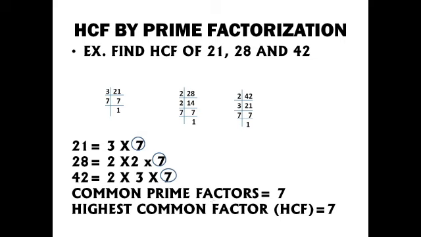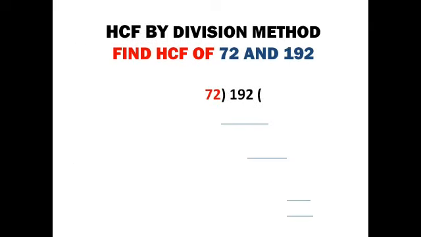Now we will understand the division method with an example. In this we have to find out the HCF of 72 and 192. In the division method, we treat the greater number as dividend and the smaller number as divisor, and we start dividing our number normally as we do. But in the second step, our remainder becomes our new divisor and our previous divisor becomes our new dividend. This continues till we get zero remainder. This will become more clear with the example.